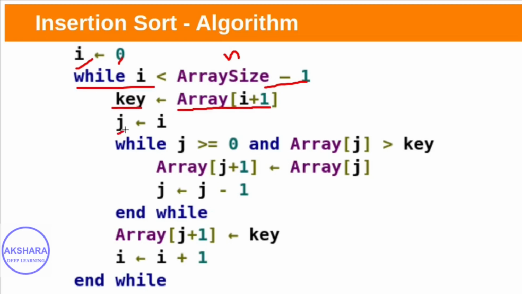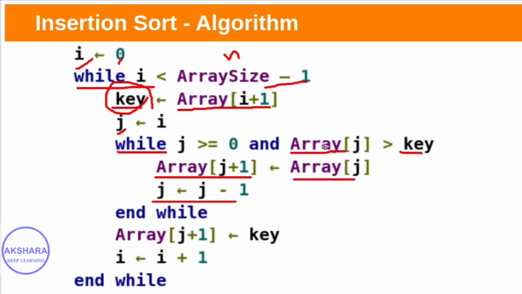Here we are taking another loop variable j for this inner loop. This inner loop is to find the correct position to insert this key. If the element at the jth index is greater than this key, this array of j will be shifted to the j plus 1th location. Then decrement j.